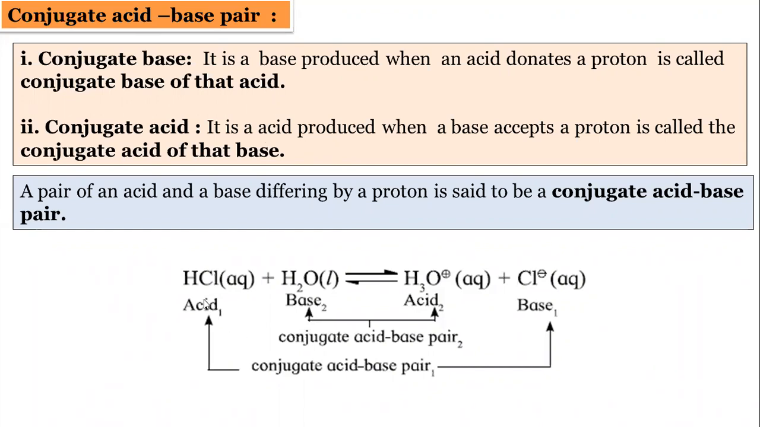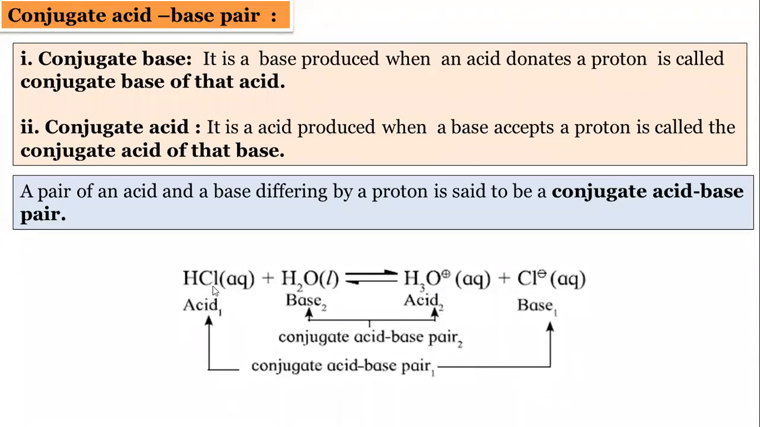So again, I am coming to this example. HCl is an acid because it donates a proton. So acid 1 is in conjugate pair A. This is acid 1 and this is base 1. See, this Cl minus acts as a base because this base is produced when an acid donates a proton. It is called the conjugate base of this acid.